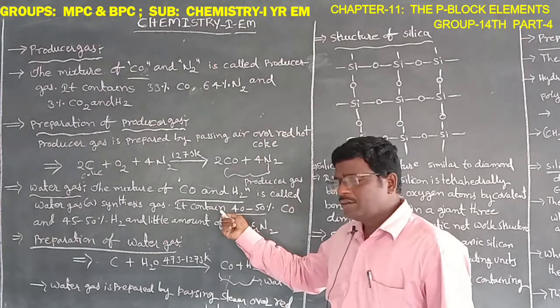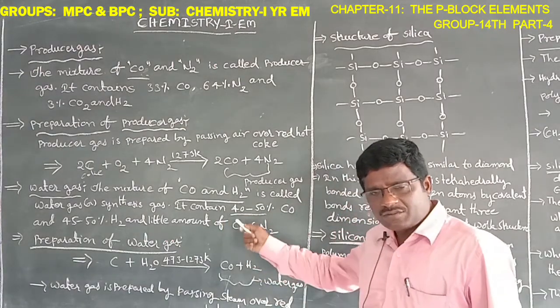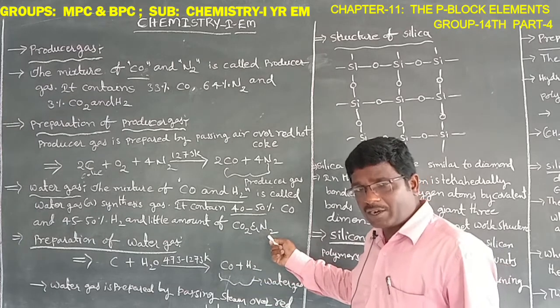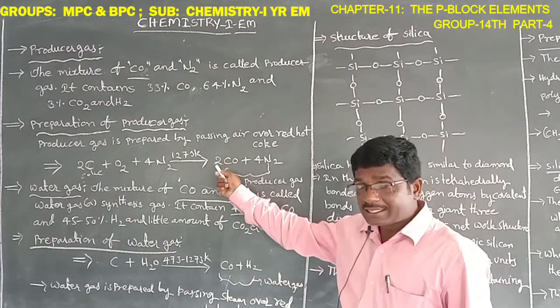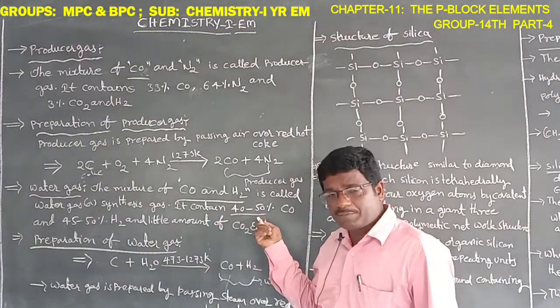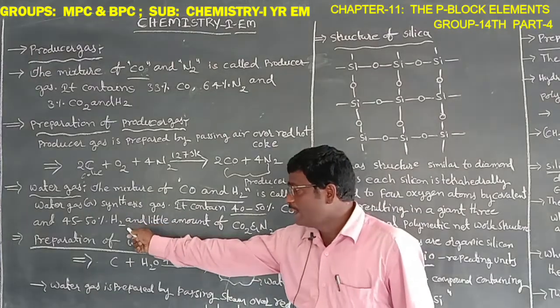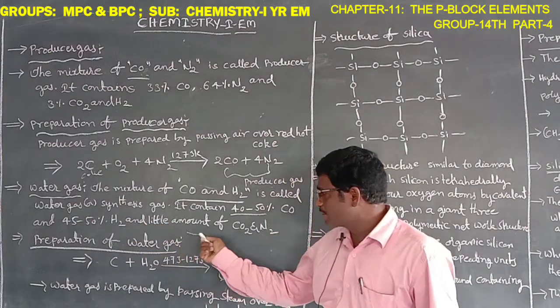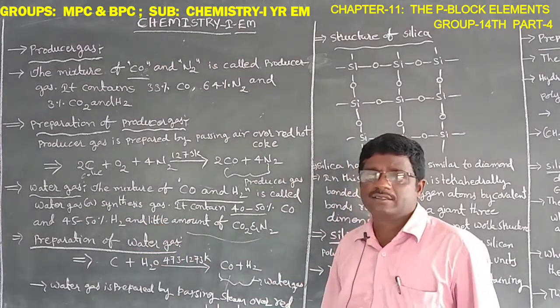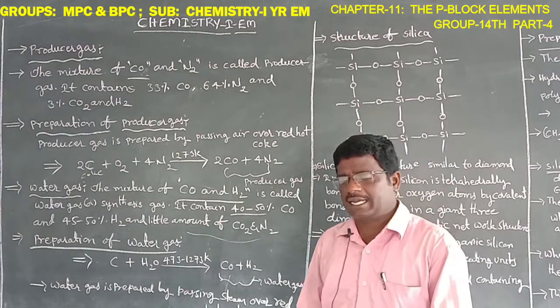It contains 40 to 50% carbon monoxide, but producer gas has 33% carbon monoxide. Water gas has 40 to 50% carbon monoxide, 45 to 50% hydrogen gas, and a little carbon dioxide and nitrogen, and is called water gas, syngas or synthesis gas.